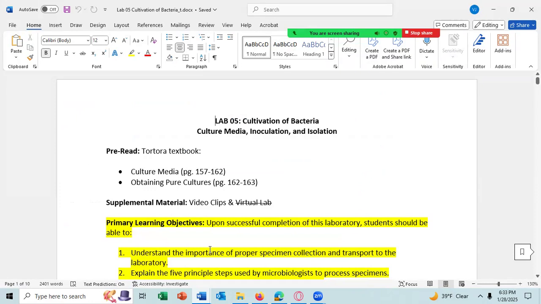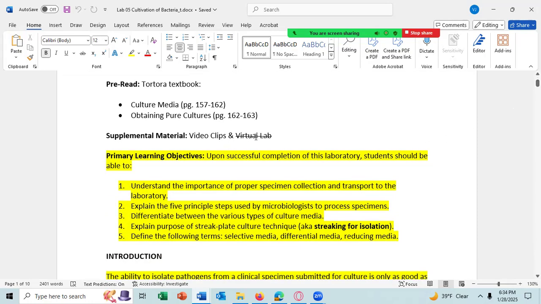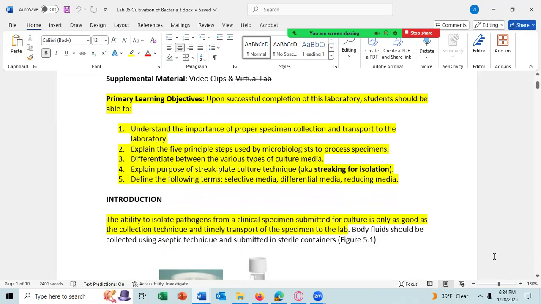If not, Lab 5, cultivation of bacteria, culture media, inoculation, and isolation. You need to do some reading. Today it's not very much. Well, maybe 3 or 4 pages about culture media, and then about 1 page on obtaining pure cultures. There are some video clips in today's lab. We no longer have a virtual lab because the one we had requires Flash to run, and Flash is no longer supported and will not run on people's computers.